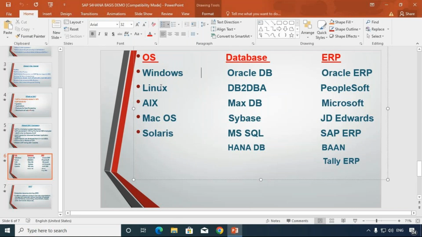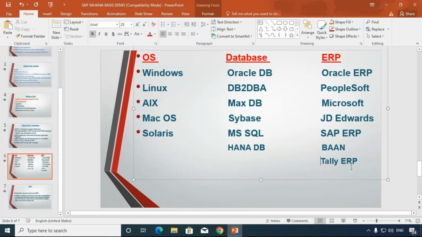In the same way, databases. We have different databases also available in the market, like Oracle DB, DB2, MaxDB, Sybase, MS SQL Server, Hana database. These are some of the databases available in the market. In the same way, ERP companies also. First we'll discuss ERP, then we'll discuss these companies. These are some of the ERP companies: Oracle ERP, PeopleSoft ERP, Microsoft ERP, JD Edwards, SAP ERP, BaaN, Tally ERP. But why is SAP ERP very popular?